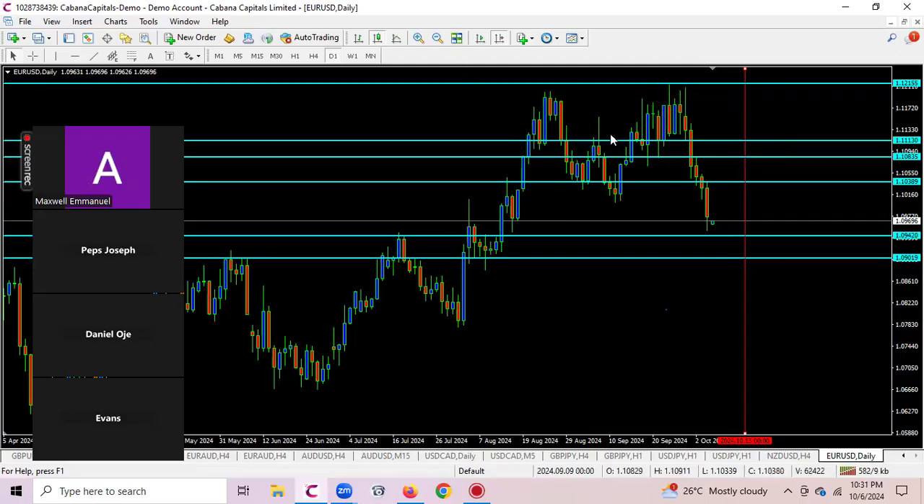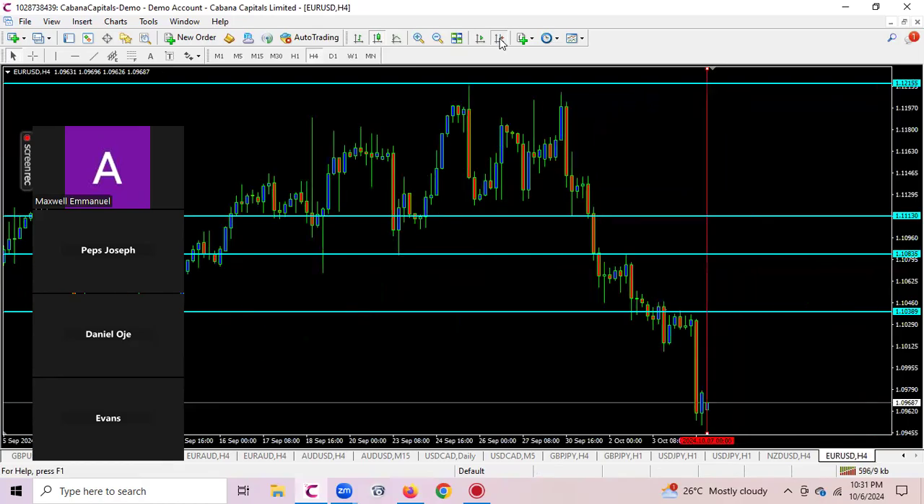So after the close of last Friday's candle, let's go down to 4-hour. Let's see the pattern we had on 4-hour on Friday. So you can see what we had here on Friday. This is just a bullish candle. This is not a bullish reversal pattern. It is just a bullish candle, indicating that the buyers are showing up in the market. There's little demand for euro.